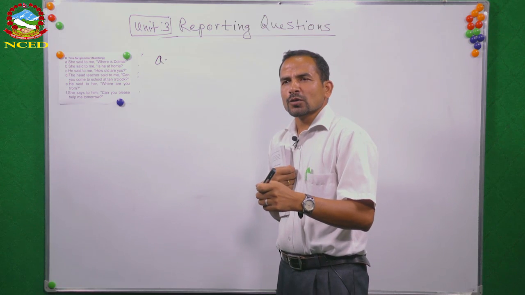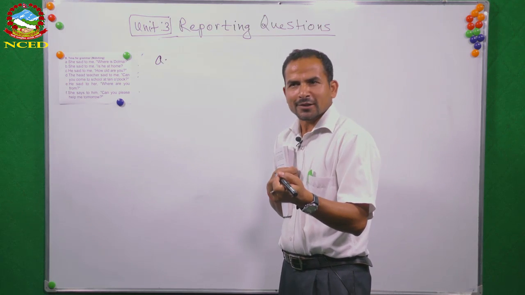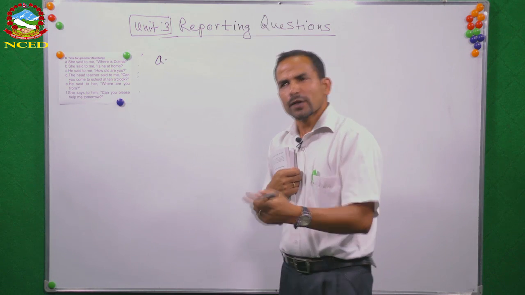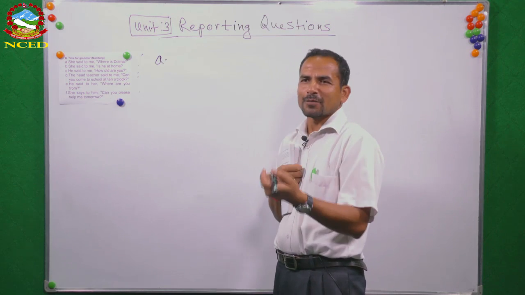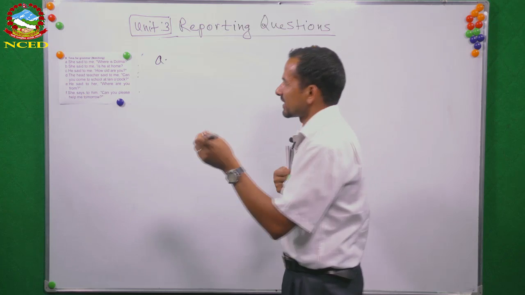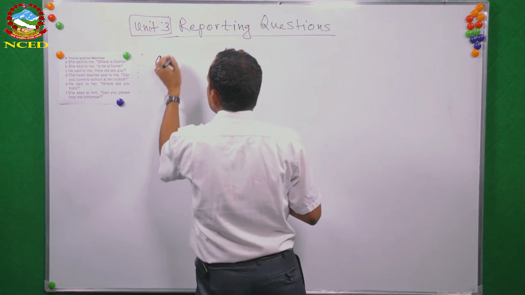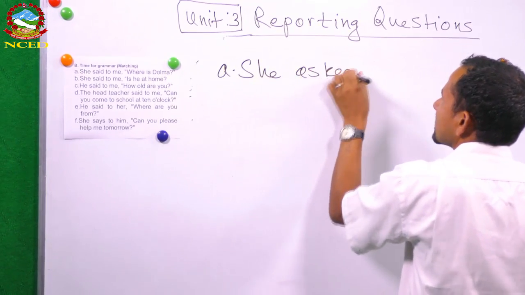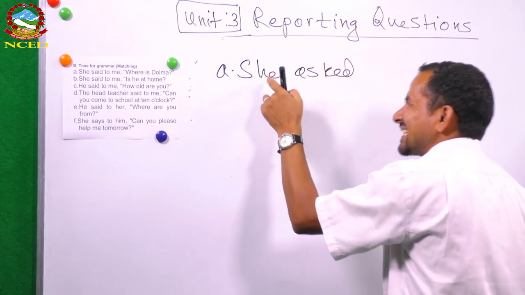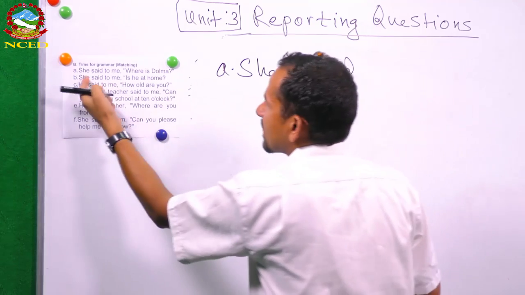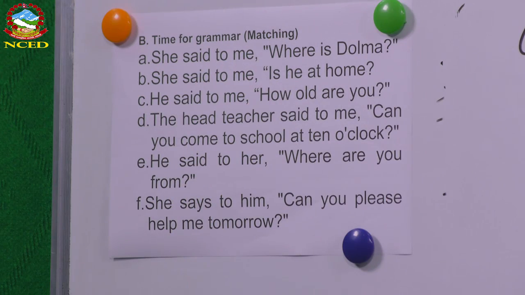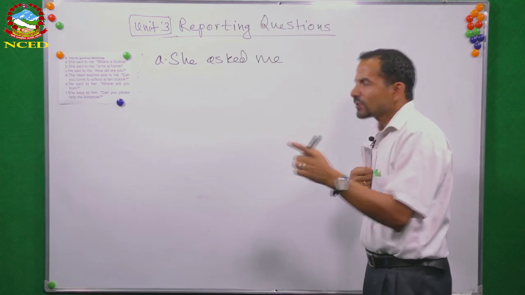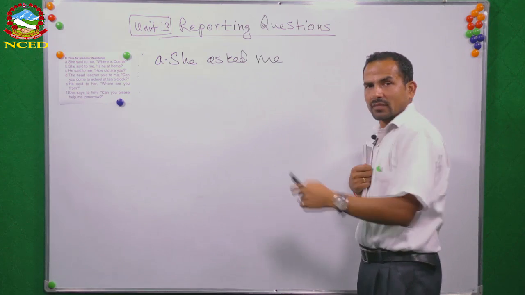Today we are going to learn to report questions. So what we do with questions? We ask questions. So the reporting verb is generally asked. Okay, so she said to me, we write she asked. So who did she ask? She asked me, because it says here she said to me. So she asked me. And in reporting statements, we needed that here, right?